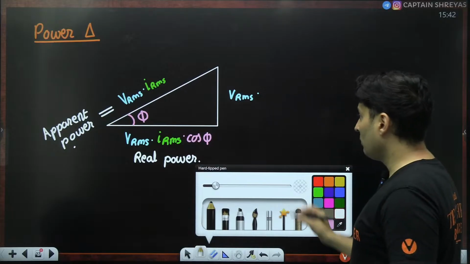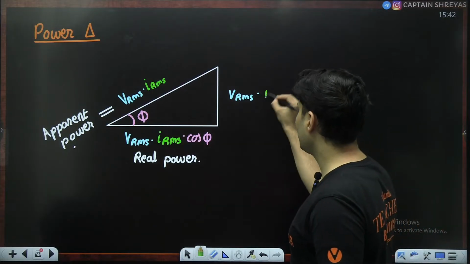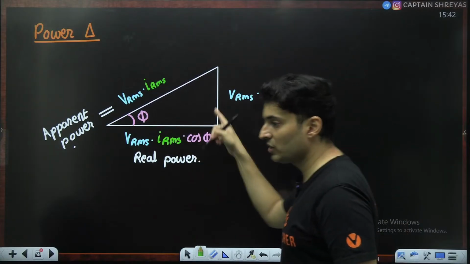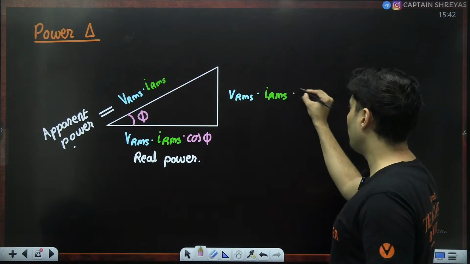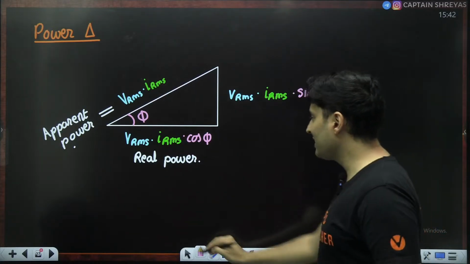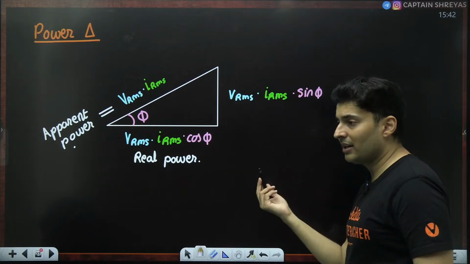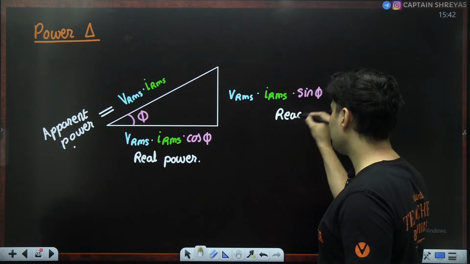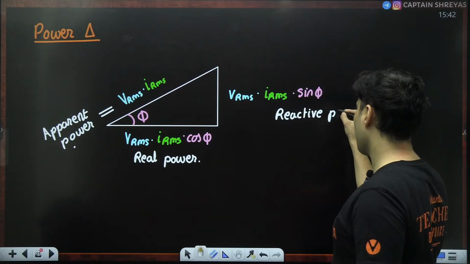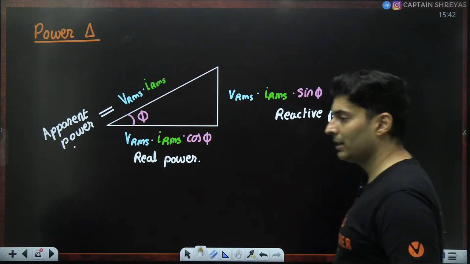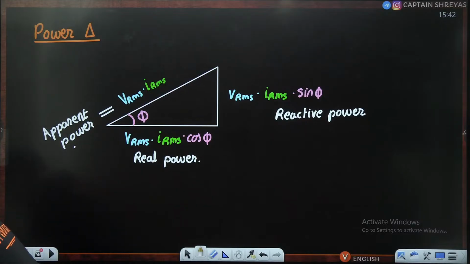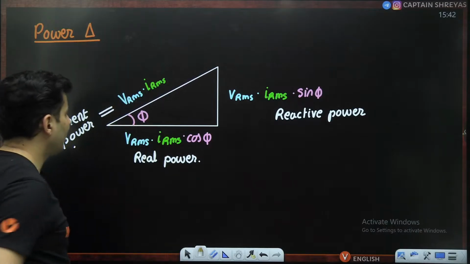Sometimes you will also take Vrms, Irms, and find the other component on the other side. So this is opposite, so this will be sine. I will multiply it by sine of phi. This is not real power. This is basically called reactive power. Is that okay? This is called reactive power. So this is called the power triangle.